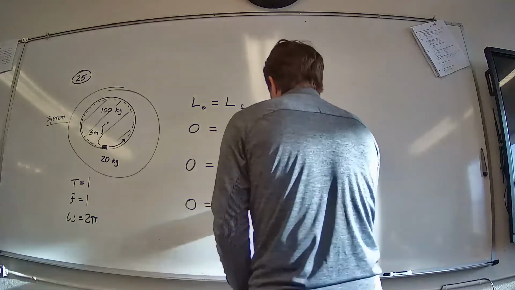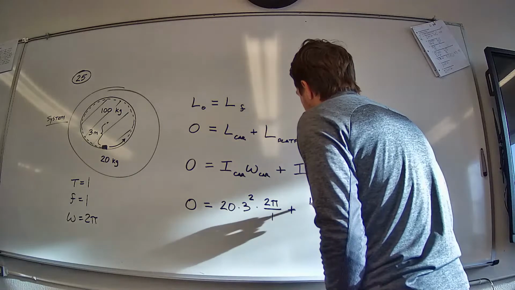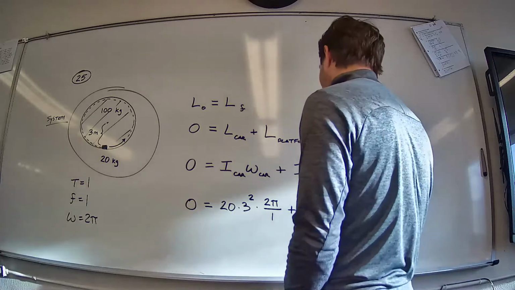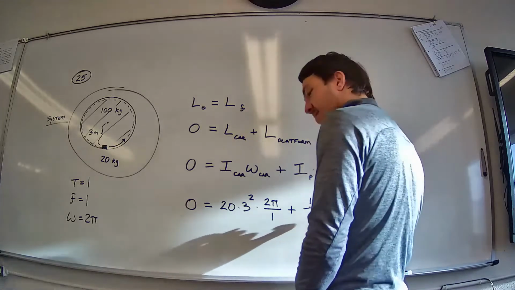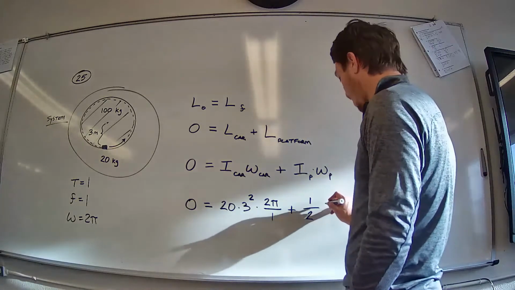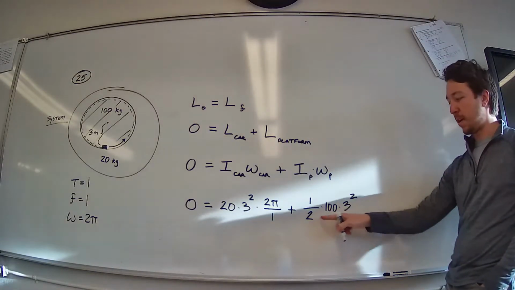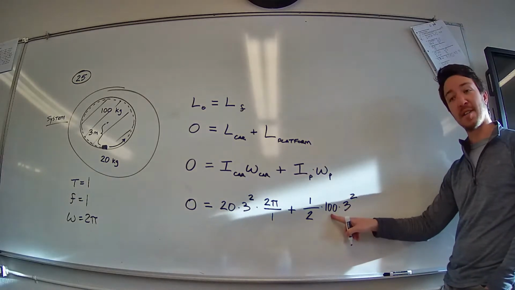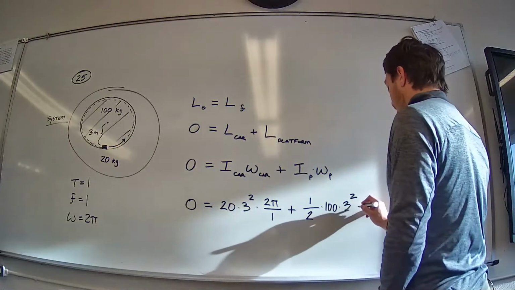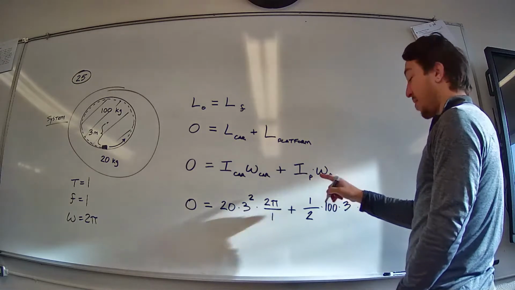For a solid disk, what's the I value for a solid disk? It's okay, you don't have to memorize them. So, 1/2 mr squared. See what I did there? 1/2 mr squared. Make sure to use the disk's mass, not the car's mass. The disk has a mass of 100. And then that's what we're solving for.